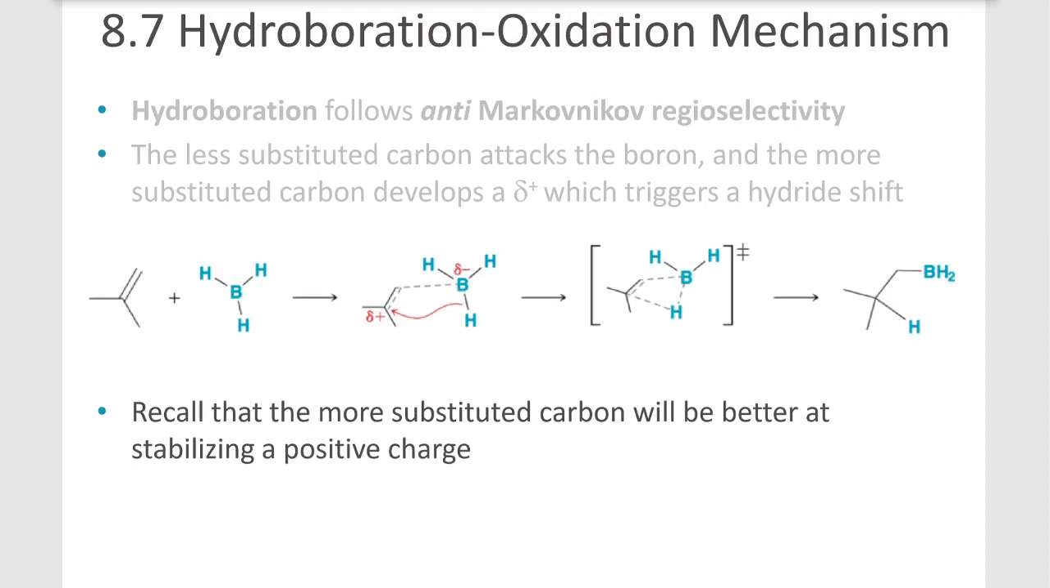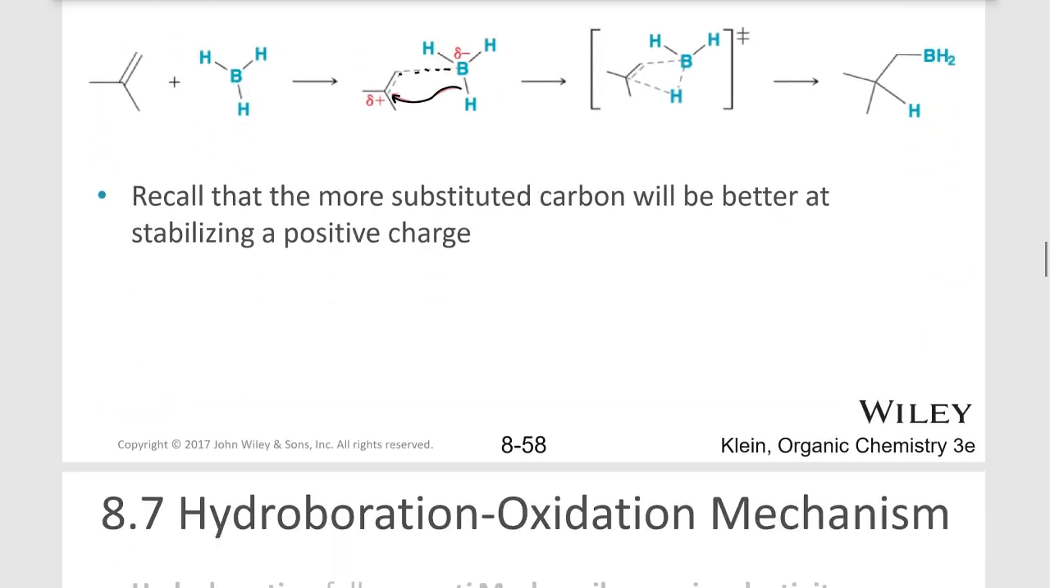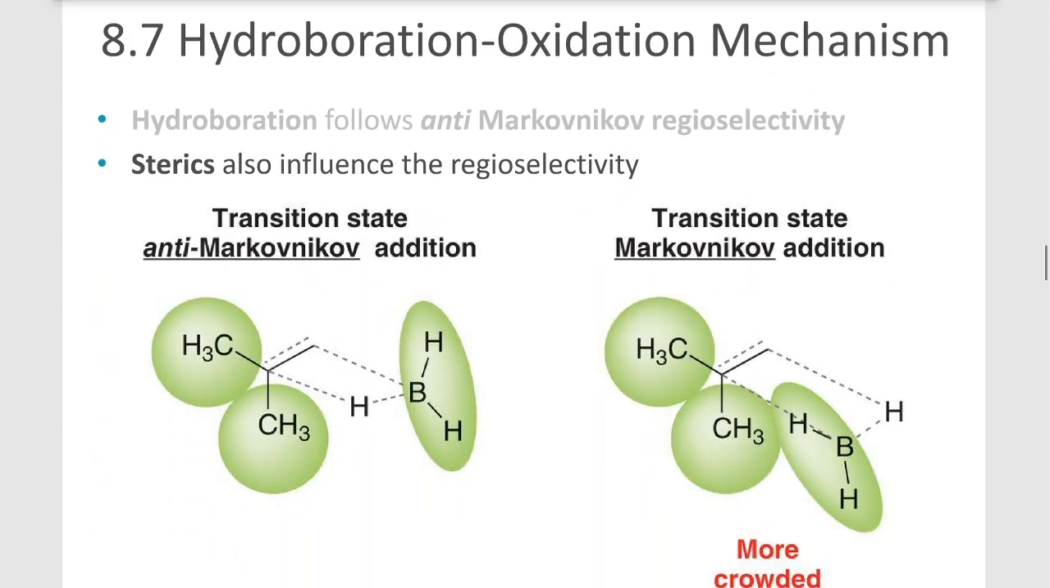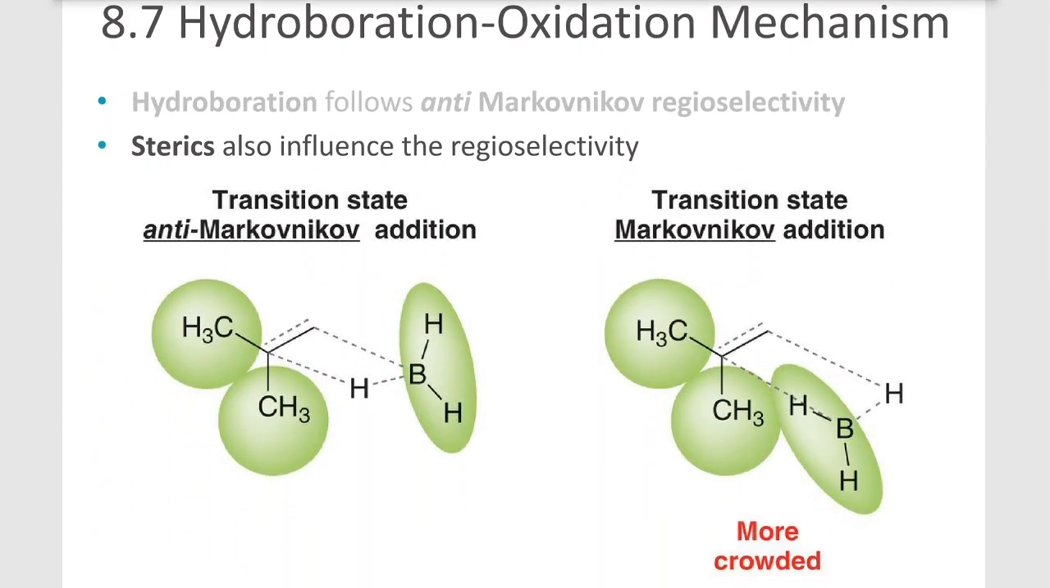Alright, and again, that happens in this fashion, in anti-Markovnikov fashion, because the less substituted side is better able to reach the boron, and the hydrogen is then transferred to the more substituted side. So this transition state for the anti-Markovnikov addition is lower energy than the Markovnikov addition because the less substituted side is less crowded than the more substituted side.